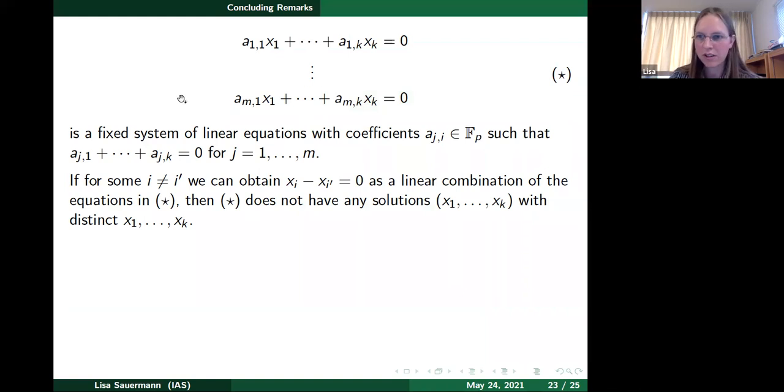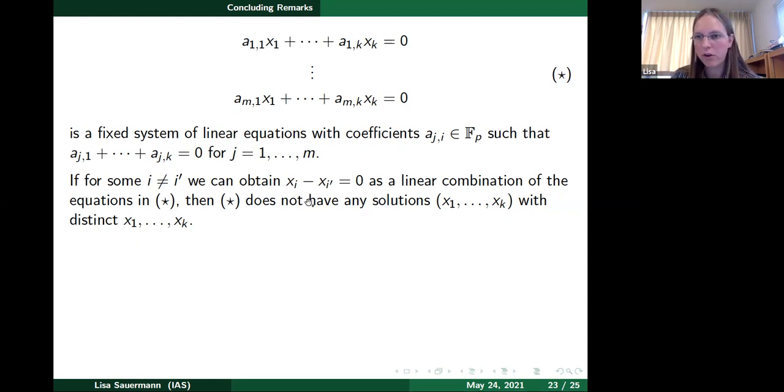But now our goal could be to weaken the genericity assumption. Note, we basically said this before, that if for some i not equal to i prime, we have xi minus xi prime equals 0, either in the system or as a linear combination of the equations in the system, then the system can't have any solutions with distinct x1 to xk, right? Because this equation would always force xi to be equal to xi prime.